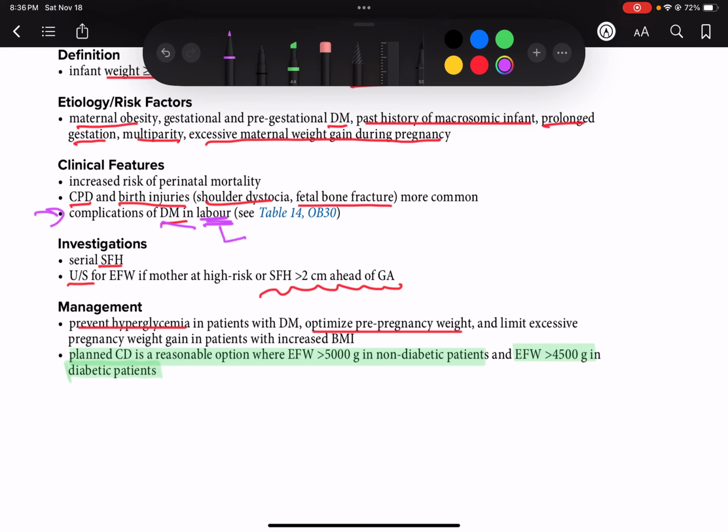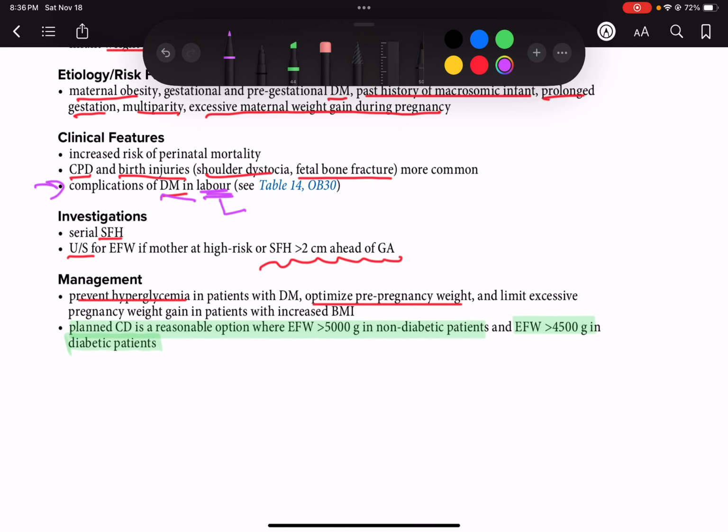What would happen is that because of the baby size, there might be prolonged stages of labor. Second stage of labor, there might be prolonged labor, and then maybe there might be some arrest in labor. So that's the other thing. We're going to read about it when we read about labor.